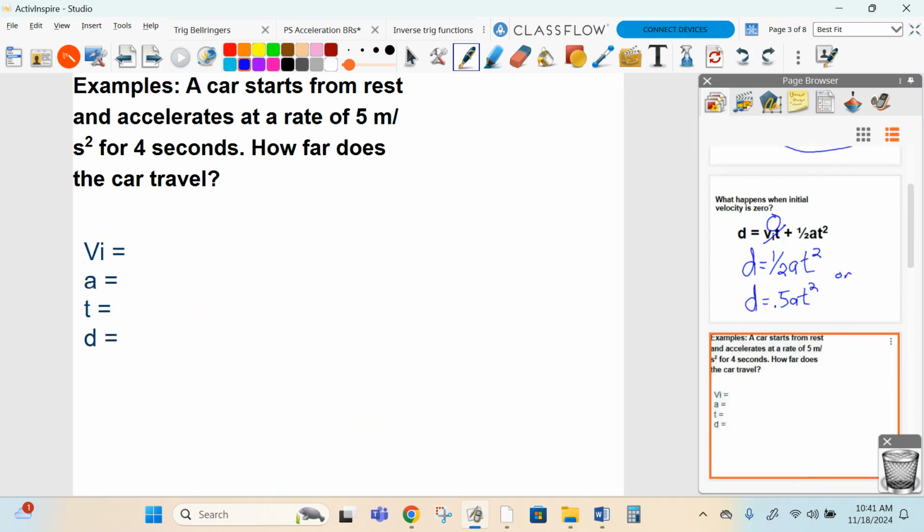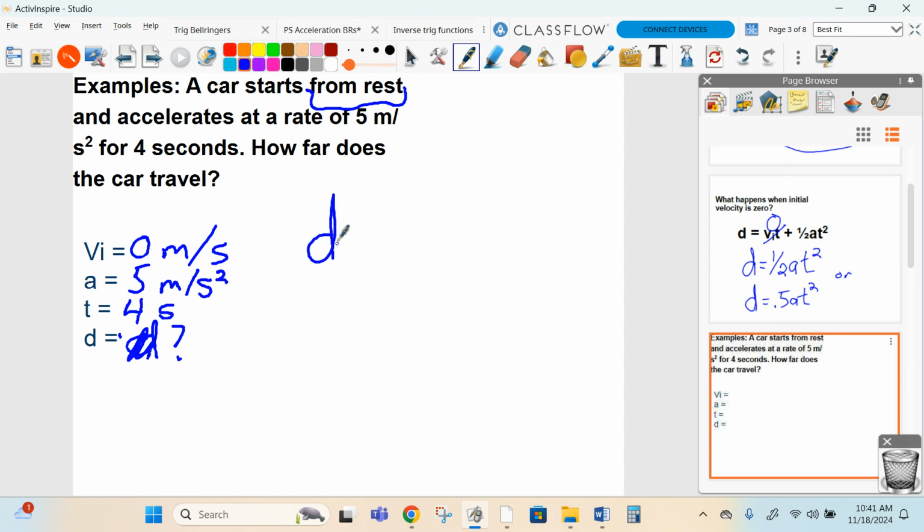A couple examples now. We'll start out. Car starts from rest. If it's starting from rest, our initial velocity is 0 meters per second. It accelerates at a rate of 5 meters per second squared. Meters per second squared is our acceleration. And goes for a total of 4 seconds. How far does he go? This is my question. Since my initial velocity is 0, I'm just going to use that other version where I have 0.5 at squared.